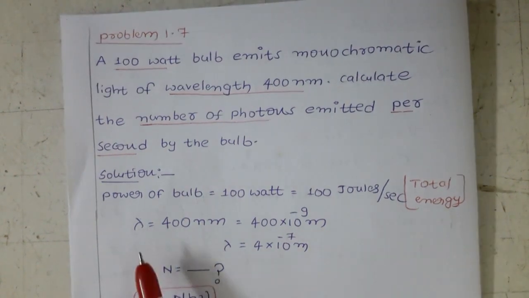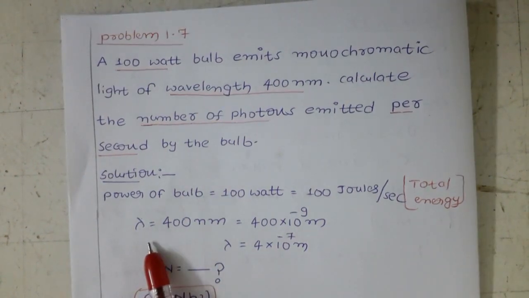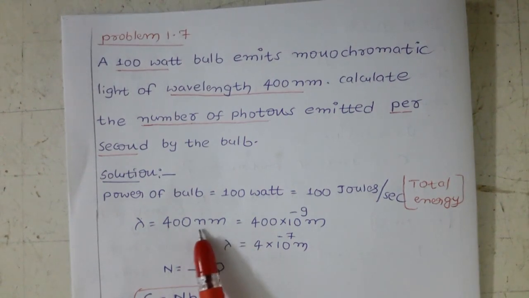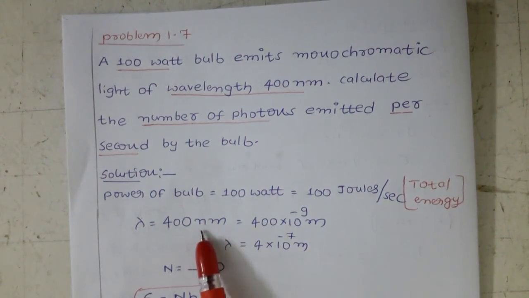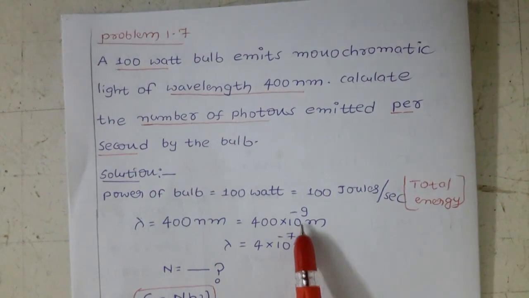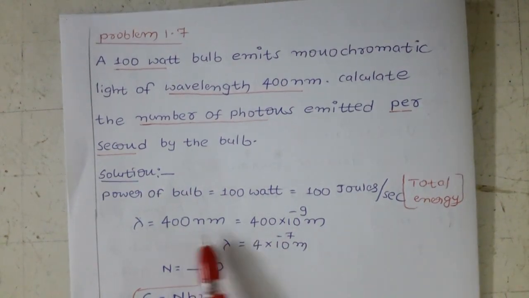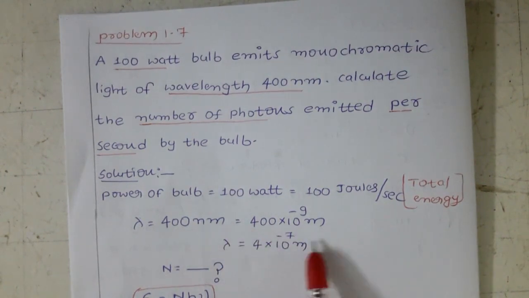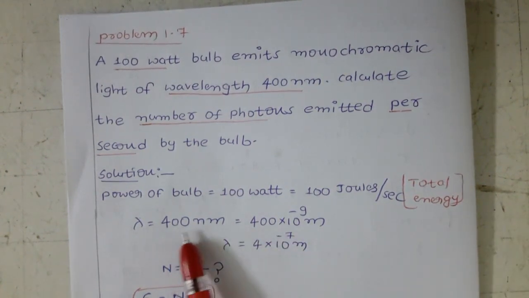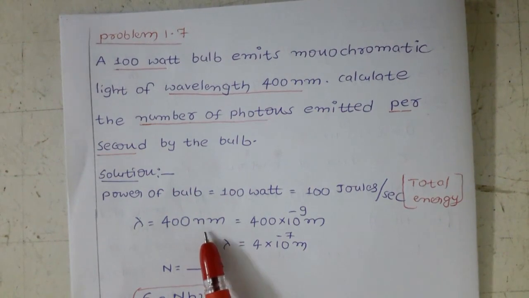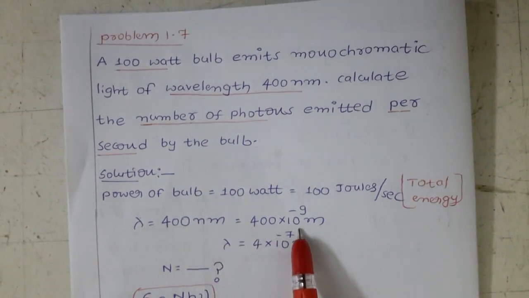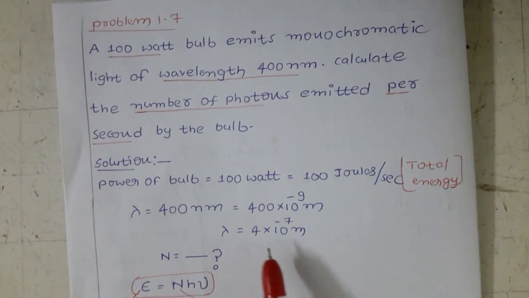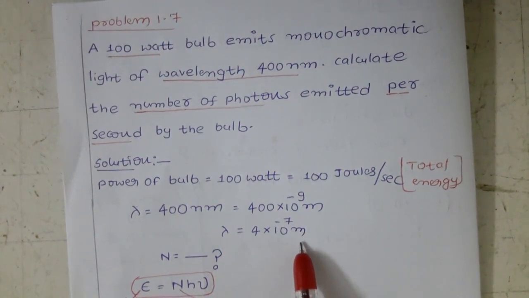Okay, next, what is given? Lambda. Lambda how much? 400 nanometers. So in the units, we are going to convert nano into 10 to the power of minus 9 meters. Why? Because in the units, if you want to remove nano, it will carry. So n is nothing but nano, 1 nano equal to 10 to the power of minus 9 meters. So on simplification, lambda equals 4 into 10 to the power of minus 7 meters.